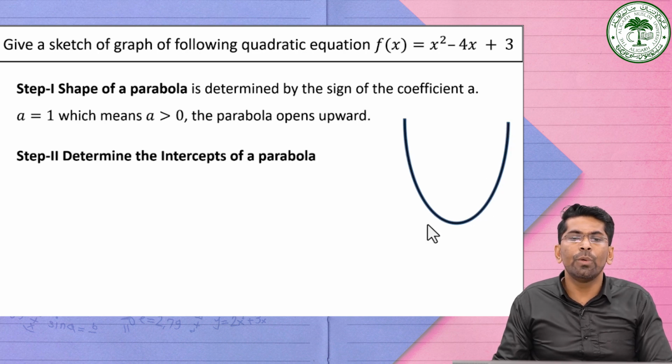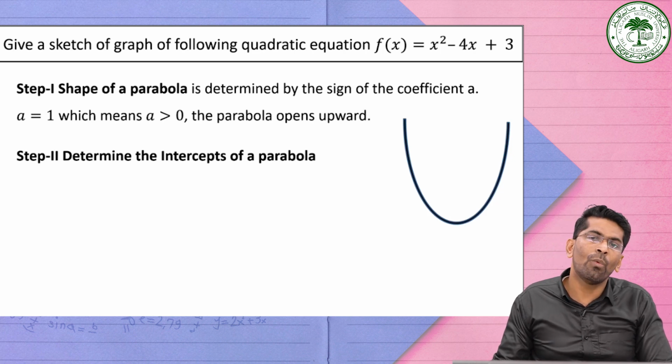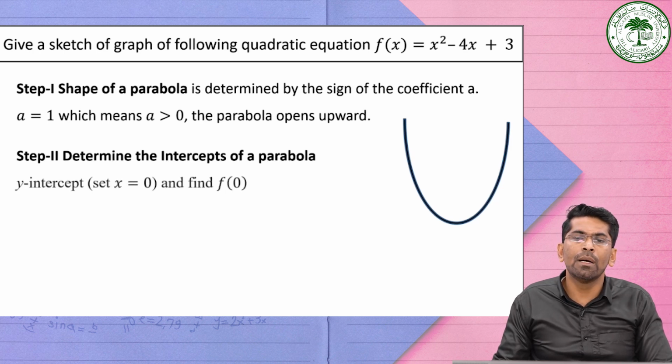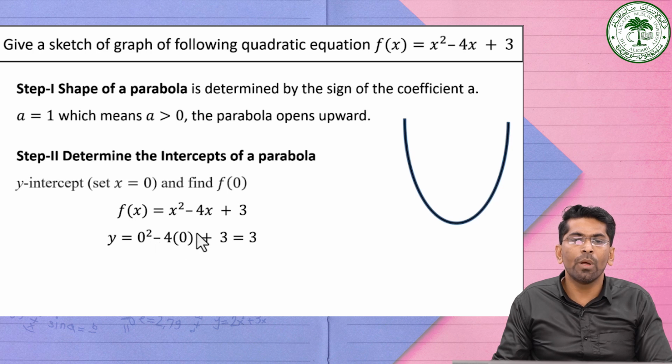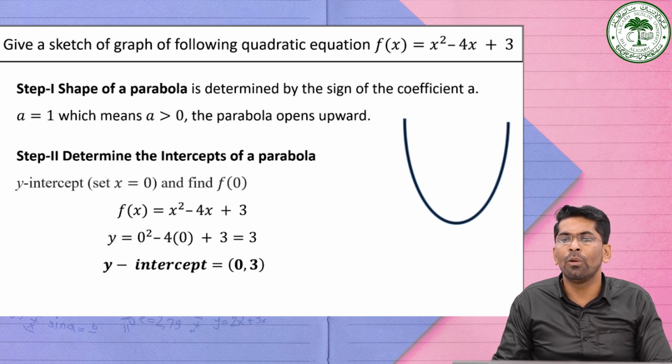Now, the next step is to determine the intercept terms of the parabola. So, here we want to determine the y-intercept term and the x-intercept terms. See, to find the y-intercept term, we assume x is equal to 0 and find f of 0. That means putting x is equal to 0 in the given equation and solving for y. Then it will be x square, that is 0 square, minus 4 into 0 plus 3. So, all these terms will become 0. Then what is remaining? y is equal to 3. So, the y-intercept term is, when x is equal to 0, then y is equal to 3.